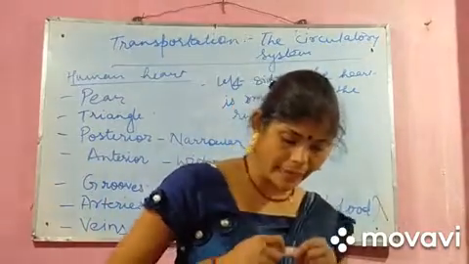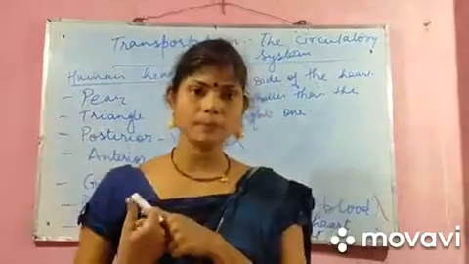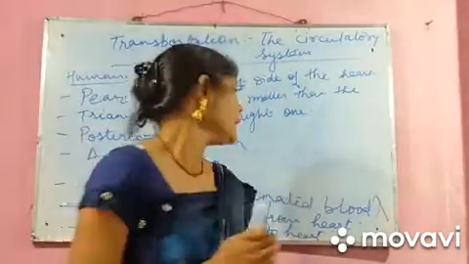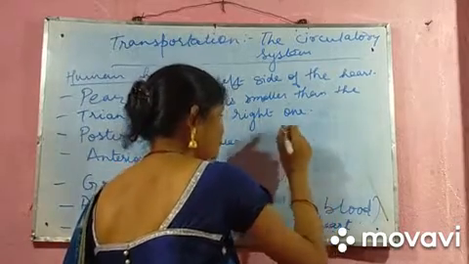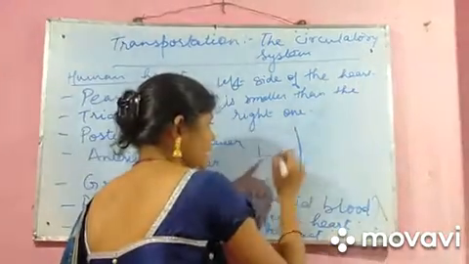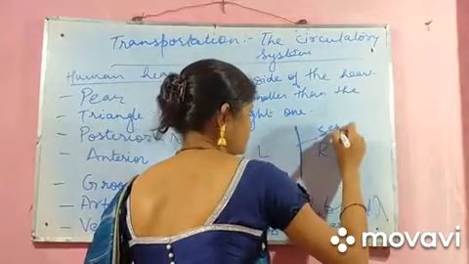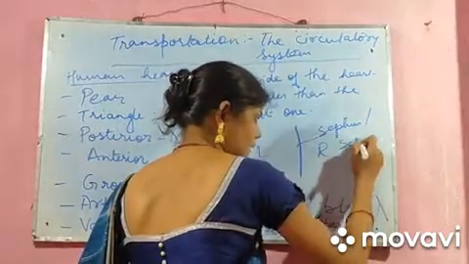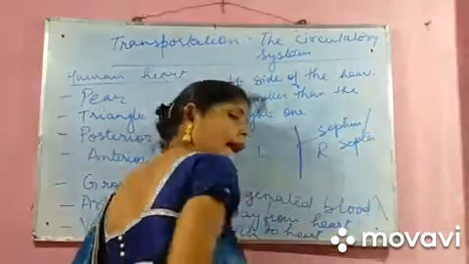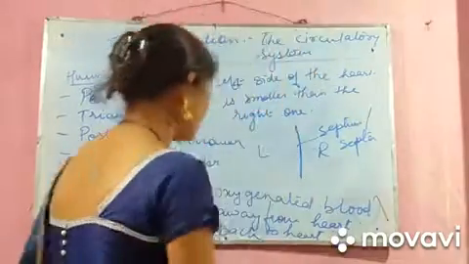The heart is divided into 2 parts, the right part and the left part, as I said earlier. In between there is a wall which divides the heart into 2 parts, left and right. This wall is called the septum or septa. I will do the diagram and I will explain you in detail. Now we will proceed for the diagram.